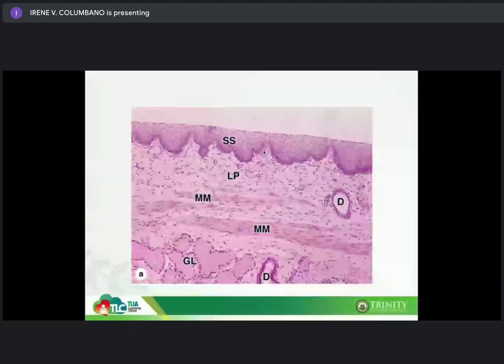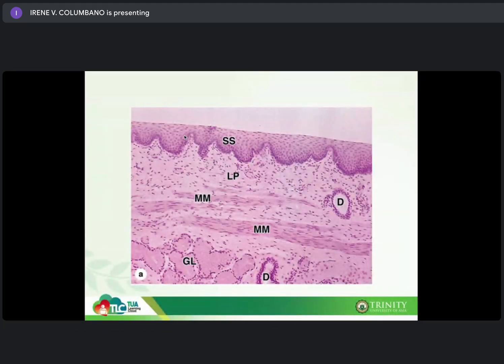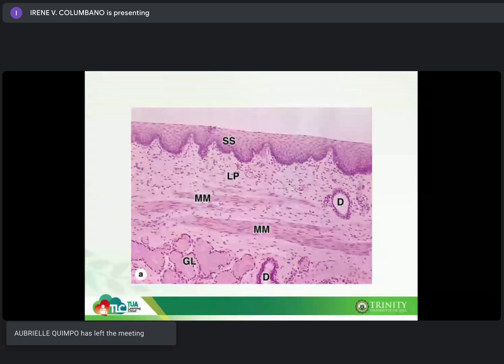So can you see my cursor? So this is the lining epithelium ng esophagus, multiple layers of flat-like structures, so stratified kasi multiple layers, flat-like, squamous. We cannot see keratinization or keratin sa area nito kasi moist naman yung esophagus. So the lining epithelium of the esophagus is stratified squamous non-keratinized epithelium.